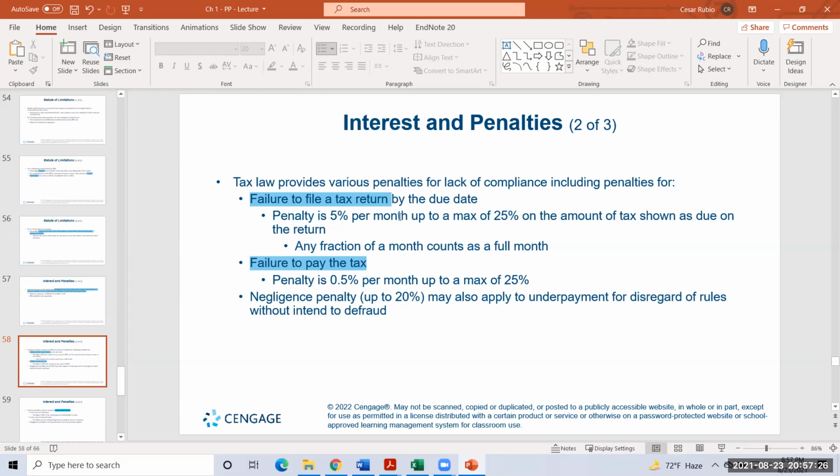I know some people that say, oh, I know I'm going to owe taxes, so I don't want to file. They're making it worse. So you want to make sure that you file no matter what.